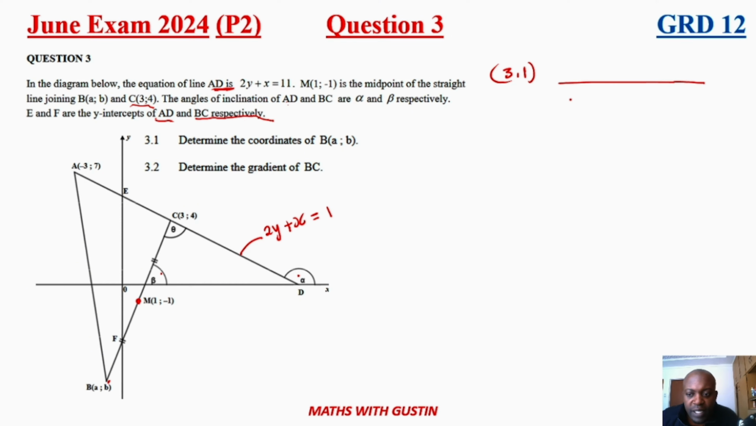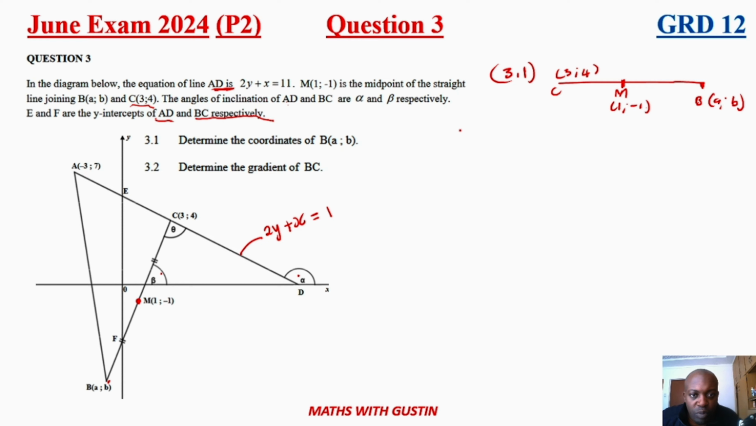You've got a line like that, and then let's say here you've got the coordinates of C, (3, 4), and in the middle here you've got a midpoint of (1, -1), and then at the end you should have B, which is (A, B). Therefore they want us to find that. So if you've got two coordinates, and the other one is the midpoint, we can use the midpoint formula.